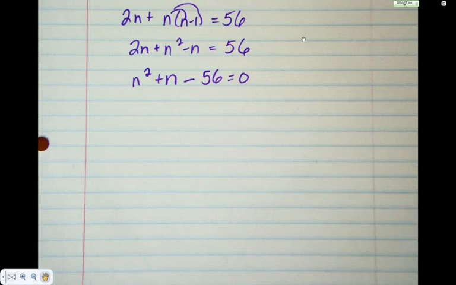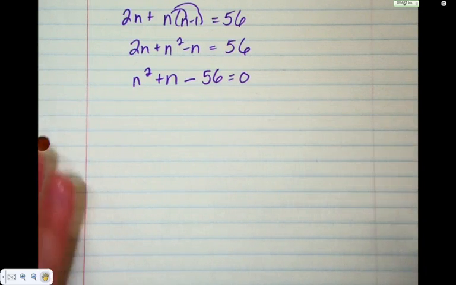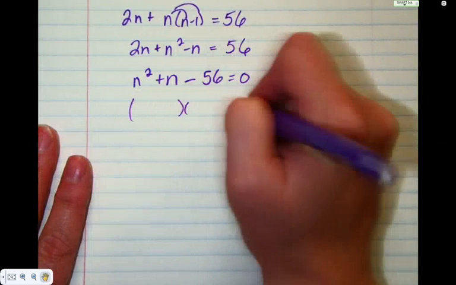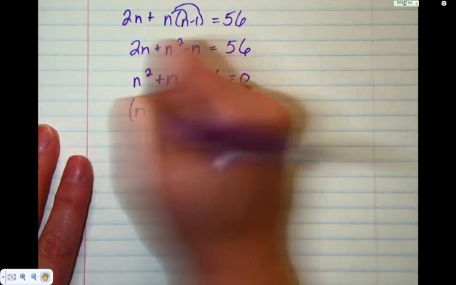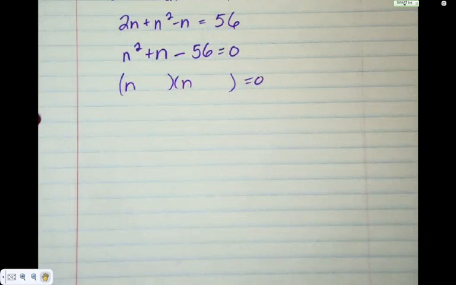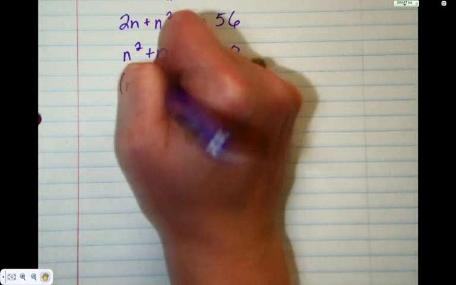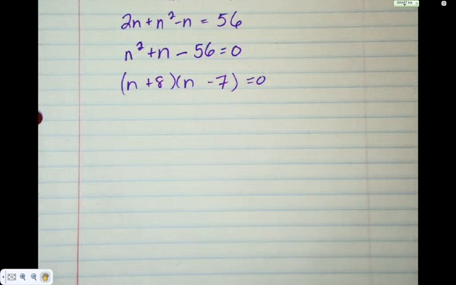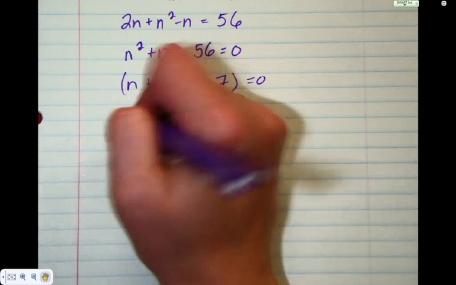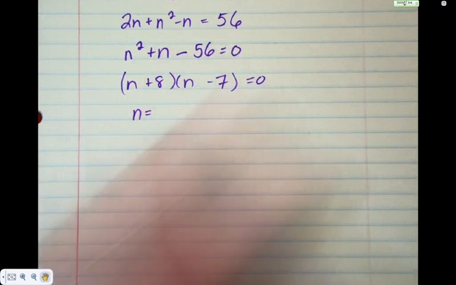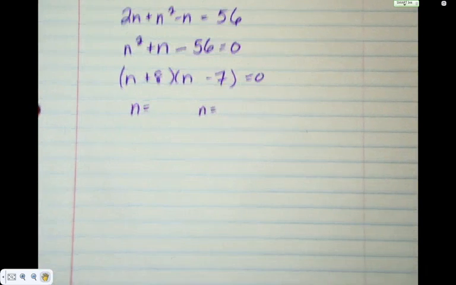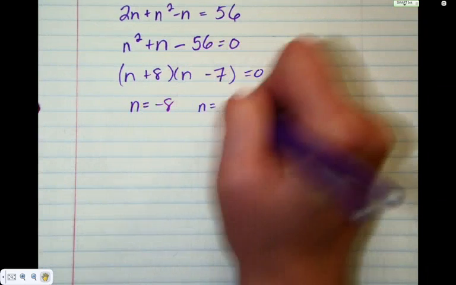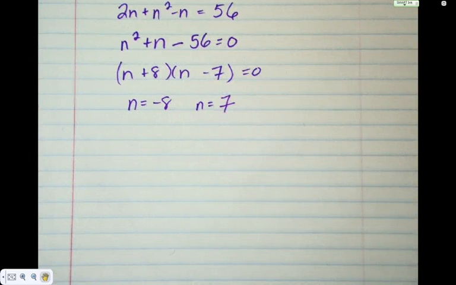What do you say? Complete the square? Oh, you want to factor? Mm-hmm, hated it before. Plus 8 minus 7. Split and solve. Are they both valid?